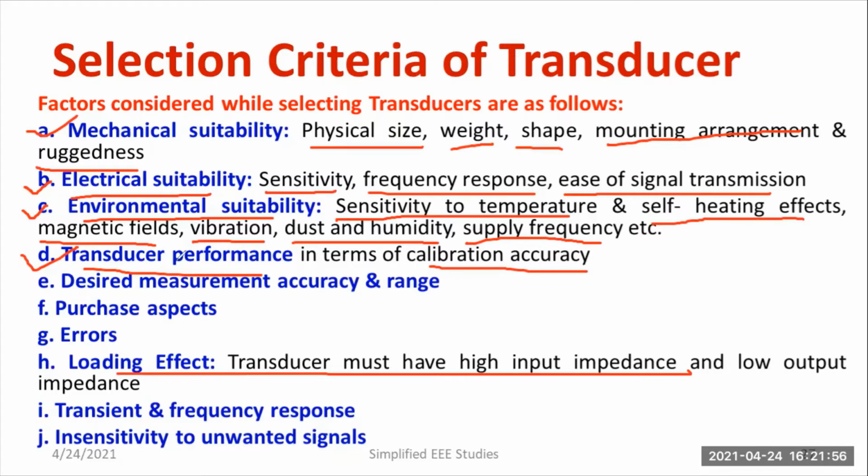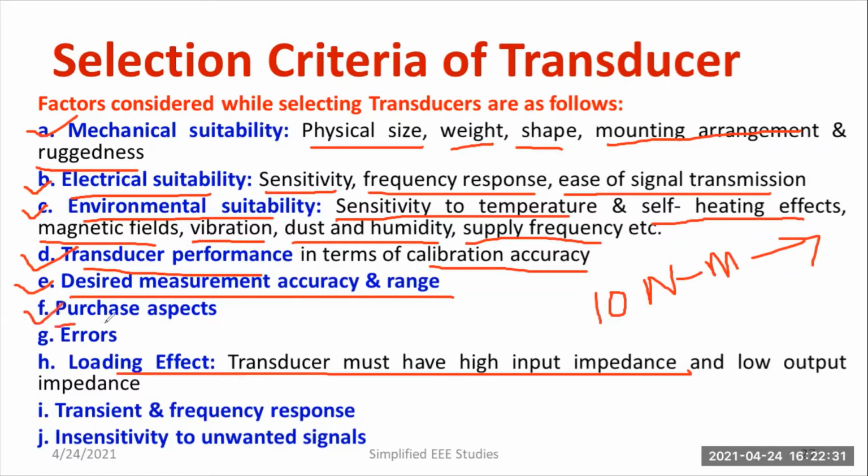Then you have to take care of the measurement accuracy and range whenever you are going to select a device for the desired application. For example, I need to measure torque. So you have to calculate, for example, for 10 Newton meter torque, what might be the output voltage? That you have to decide. Based on that, you have to check the accuracy and select the particular device.